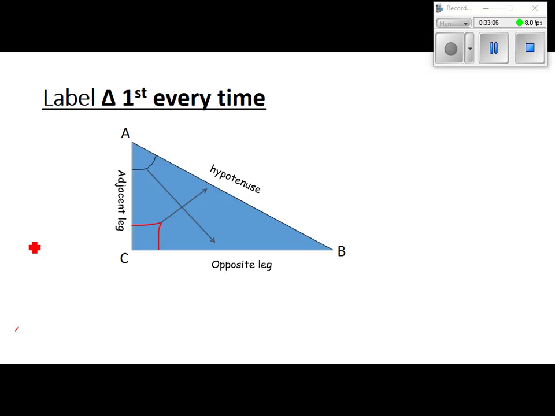What if we were dealing with angle B instead of angle A? What would change there? The adjacent leg would change to the opposite leg. That'd be opposite, and then the opposite leg down here would now be the adjacent leg. So if we're dealing with angle B, all that's going to change is those two flip where they're at. The opposite leg and the adjacent leg switch their positions.